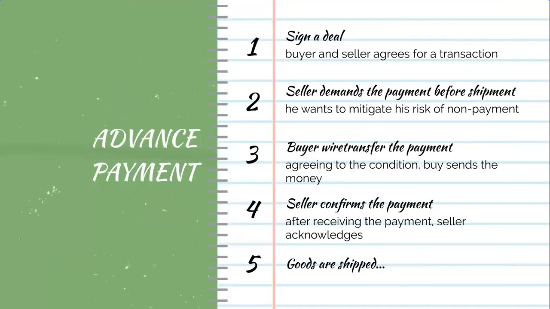Advance payment. Advance payment is a trading method in which the buyer pays for the goods before they are sent out. This method is used when the buyer is of unknown creditworthiness. It is applicable in international or domestic trade.